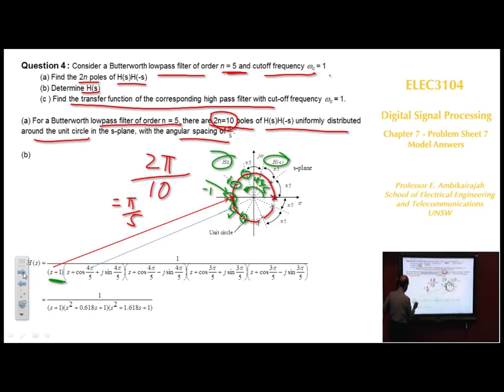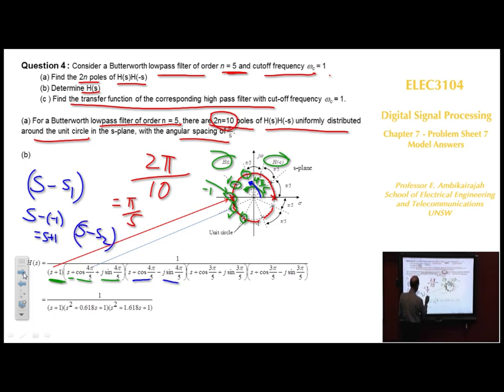So you can say that is s plus cos 4 pi over 5 plus j sine 4 pi over 5. Then you go for this one, that one is 3 pi over 5. So it will be cos 4 pi over 5 minus this. They all should be, when you write that thing, s minus s1. So the first one is s minus of minus 1, which gives you s plus 1. Similarly, the next one is s minus s2.